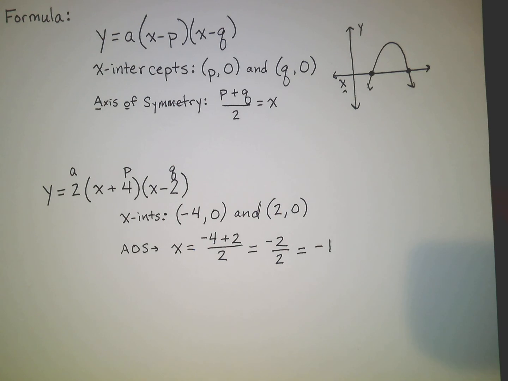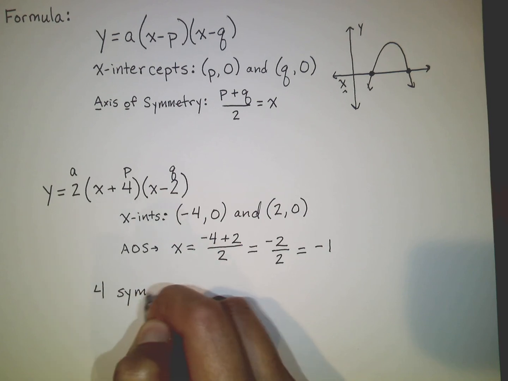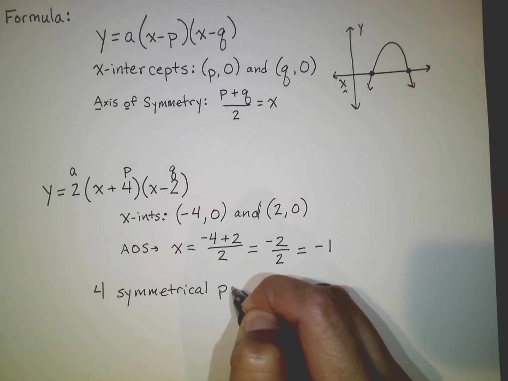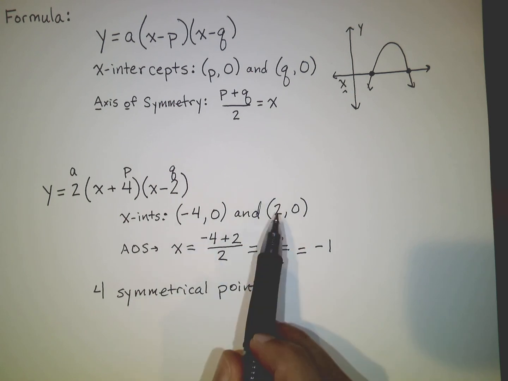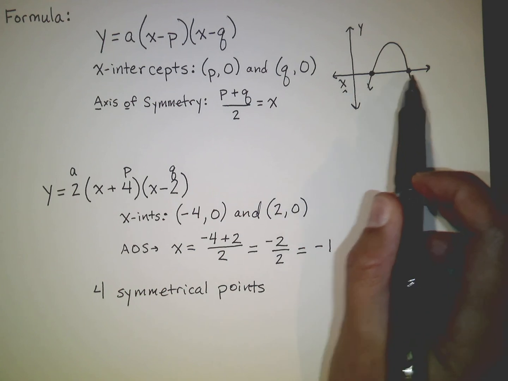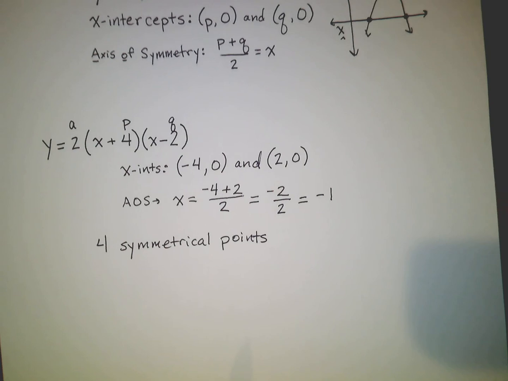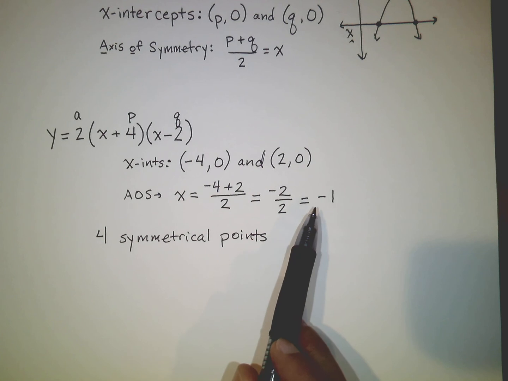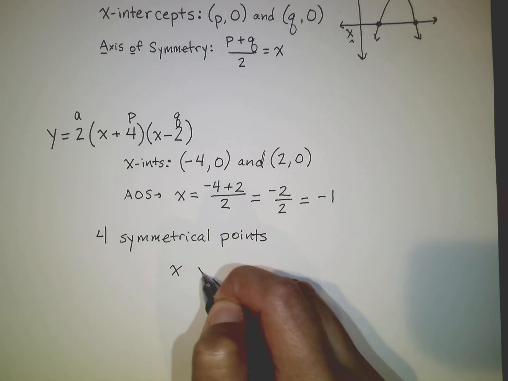Okay, so now when it comes to finding our 4 symmetrical points, we already have 2. Right? We have (negative 4, 0) and (2, 0), so that's right here. So those 2 are symmetrical points. We only need to show the work to find one other point and its symmetrical buddy, and also the vertex, because we only know the axis of symmetry. So I'm going to make an x and y chart.